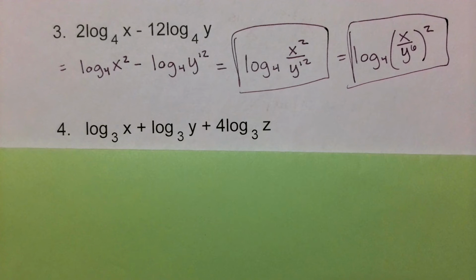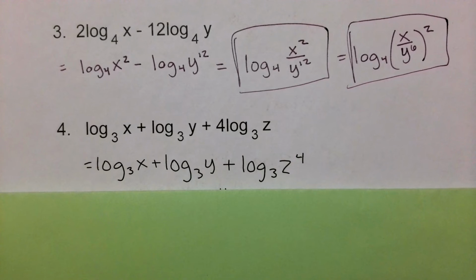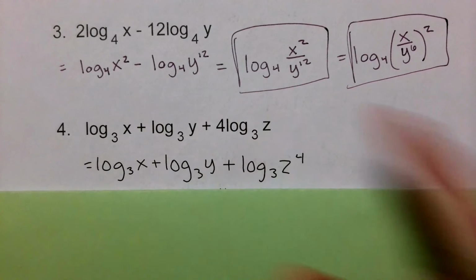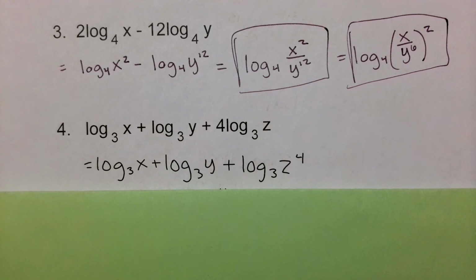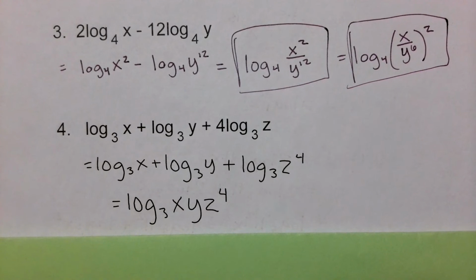Pause the video because I'm going to show the answer. Try it for yourself, or at least think through what you would do. Okay, so this one, there was only one number on the outside, so moving that 4 into the power for z to the 4th. And then because we have all addition in between, that means that we condense into all multiplication. So we've got this log base 3 of x times y times z to the 4th.